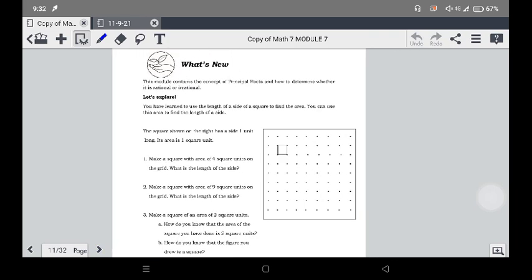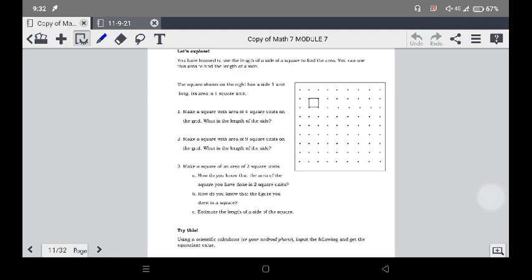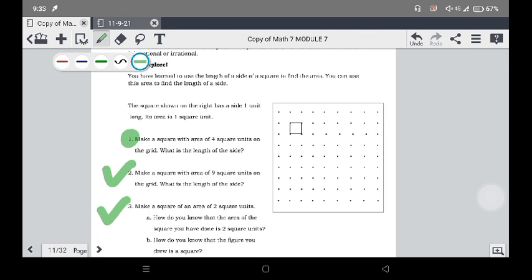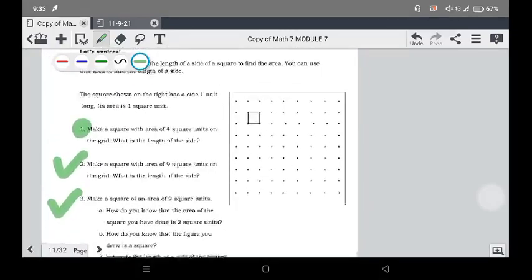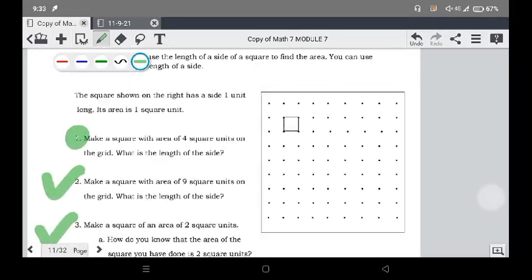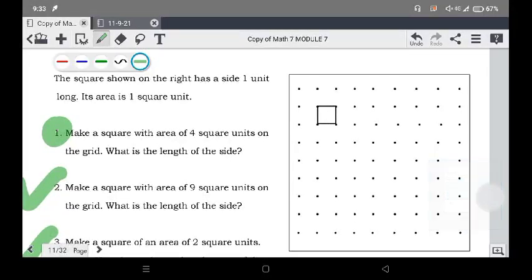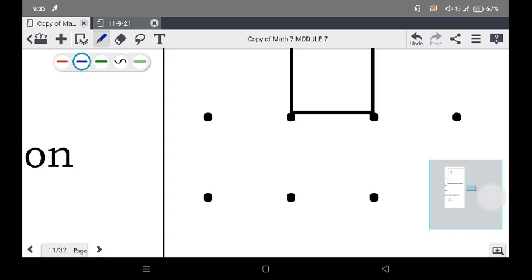So, we have here what's new. Okay. So I'm going to make only number 1 as an example. So you will be answering this number 2 and number 3. Okay? So here, the square shown on the right has a side of 1 unit. 1 unit long.